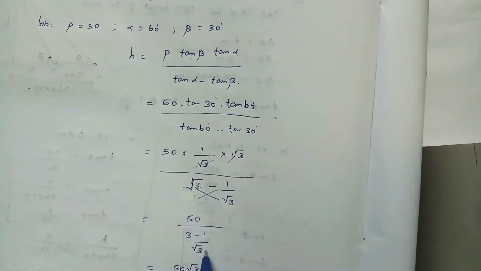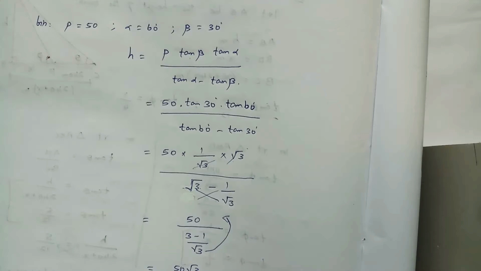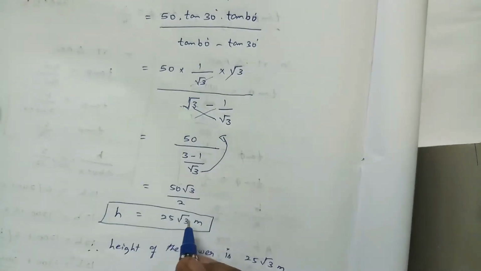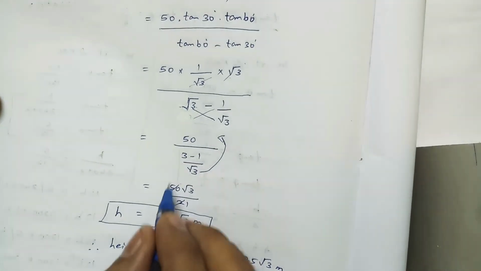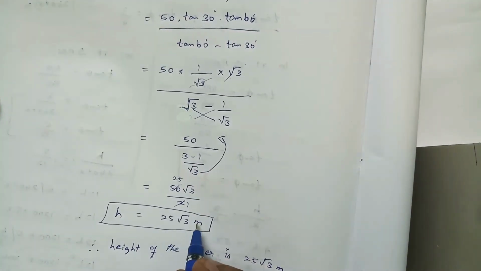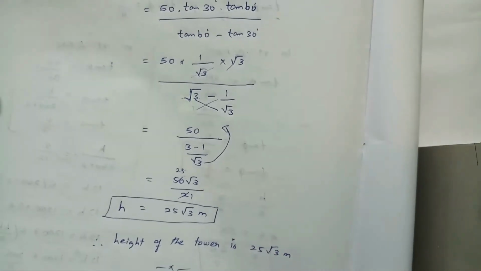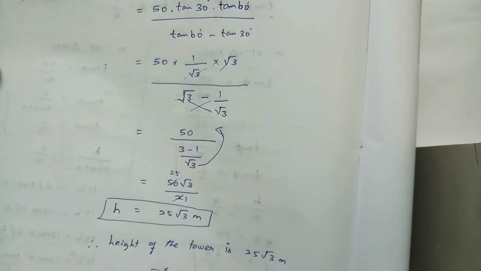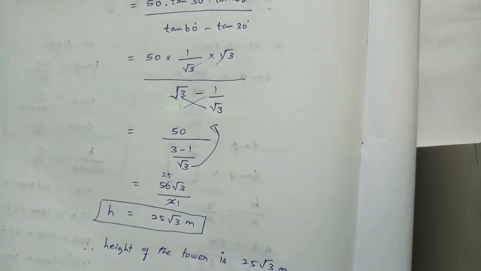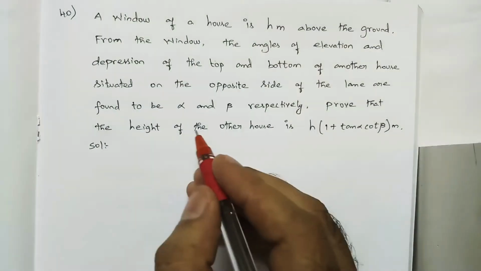Taking this root 3 to the numerator, then 50 into root 3 by 2, right? 50 into root 3 by 2. Simplify, 1 times, 25 times. So 25 into root 3 meter. Therefore, the height of the tower is nothing but 25 root 3 meter. Understood? Next, one more sum. One more model sum, right?